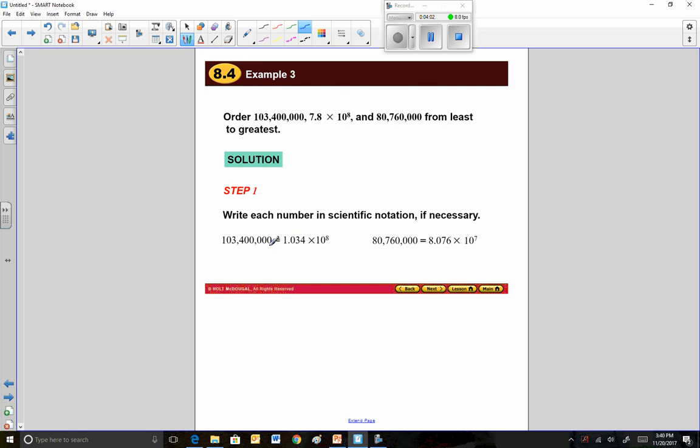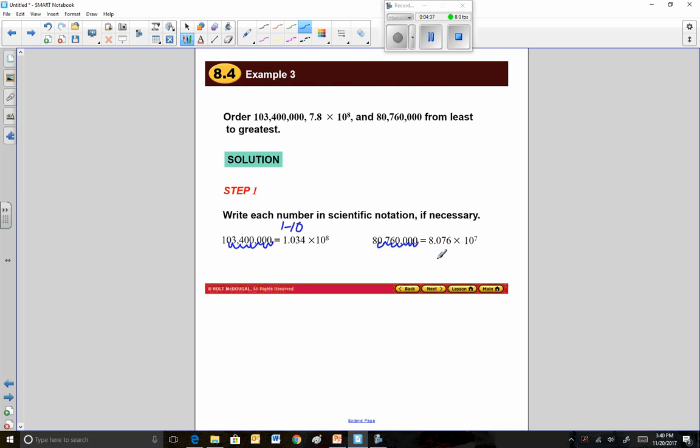If we actually count, let me grab a pen real quick, and we keep moving the decimal that's invisible but over here. 1, 2, 3, 4, 5, 6, 7, 8. So 1.034 is a number between 1 and 10. I double check it, and yes it is. And so I moved it 8 spaces, so I say times 10 to the 8th. This number here, I'm going to be using a positive exponent because it's very large. 1, 2, 3, 4, 5, 6, 7. I move it 7 places. So it's 8.076 times 10 to the 7th power.